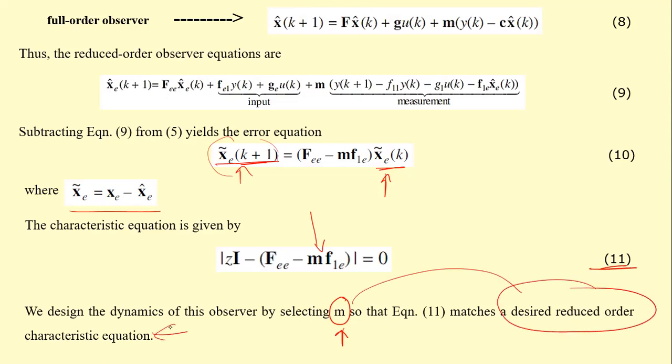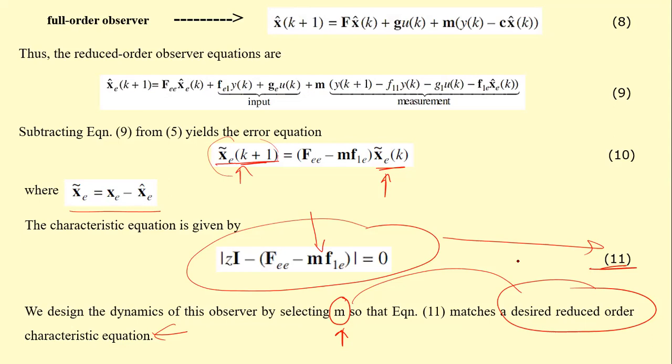So how will you get a desired reduced order characteristic equation? It is always given, right? So we will compare these two equations, the desired reduced order characteristic equation and the characteristic equation given by equation number 11, right? When we compare these two, we get M, right? So this M matrix is the problem for us, which we have to find out.